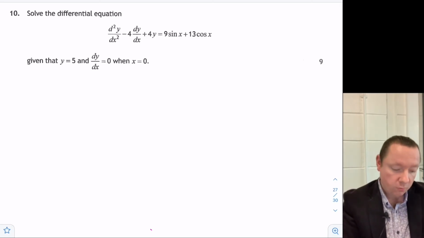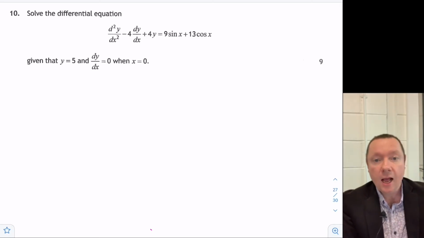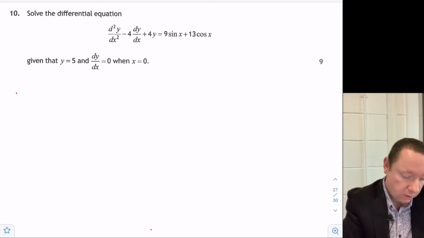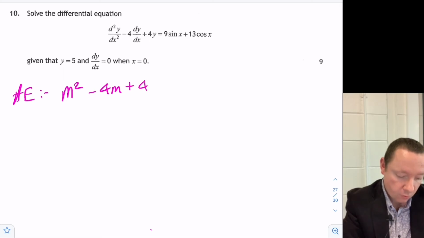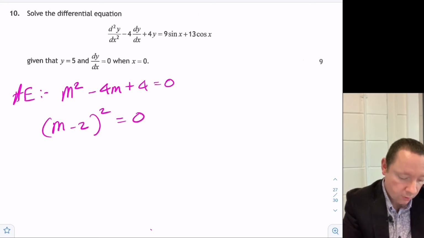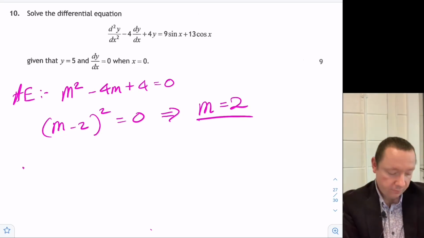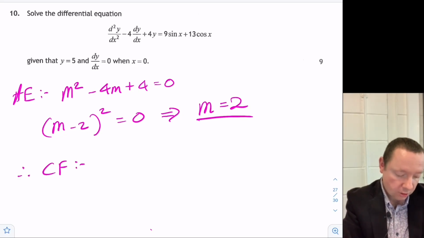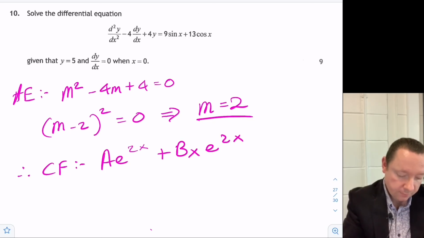Okay, let's start off with our left-hand side and look at the auxiliary equation. So we have got m squared minus 4m plus 4 equal to 0, which is a perfect square. M minus 2 squared equals 0. So that implies that m just equals 2. Therefore, a complementary function is just a e to the 2x plus bx e to the 2x.